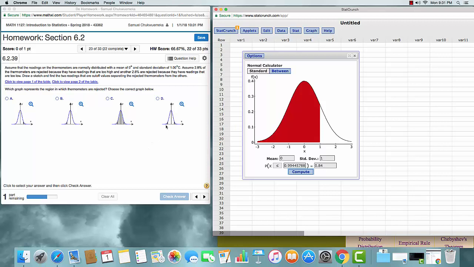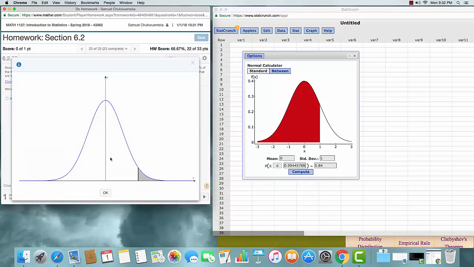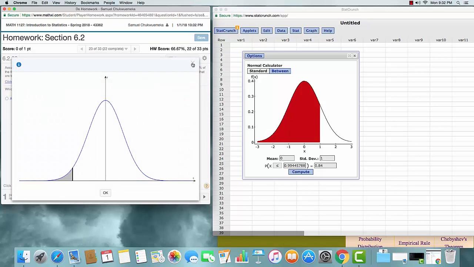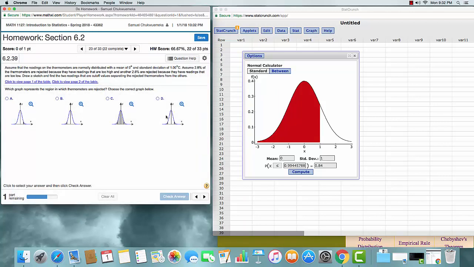If you look at this, this one is just rejecting 2.8% that are too high. That's option A. This is rejecting 2.8% that are too high. This is not what we want. This is rejecting 2.8% that are too low. But this is not what we want. We want to reject both. It has to be both.